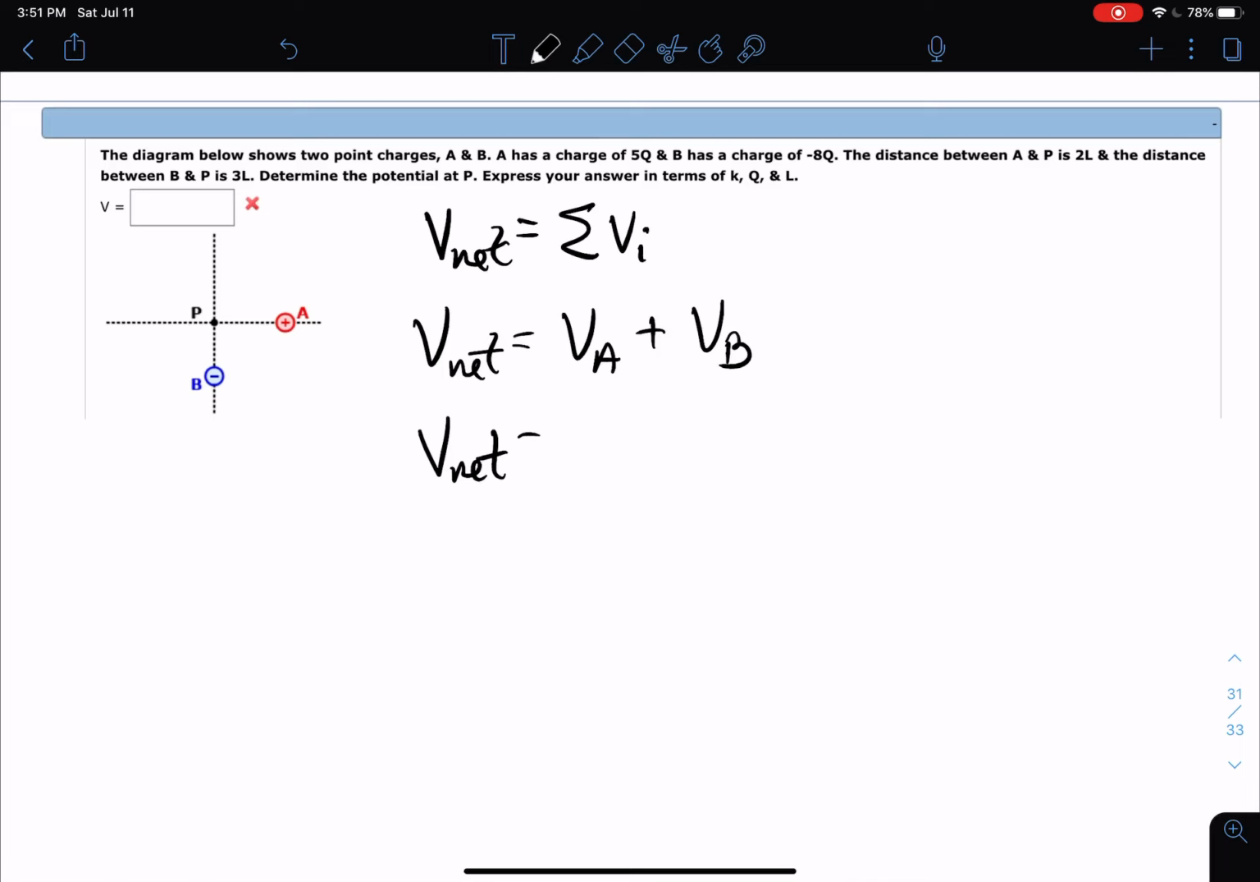And if I use the potential due to a point charge, that formula, that's K, Q, this is QA, and the distance from A to P, so I'll just call that R sub A, and then we do it for B.